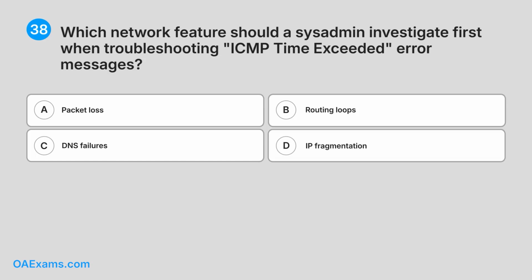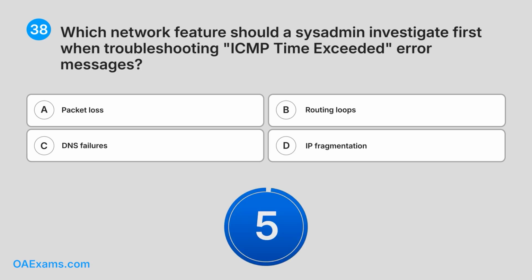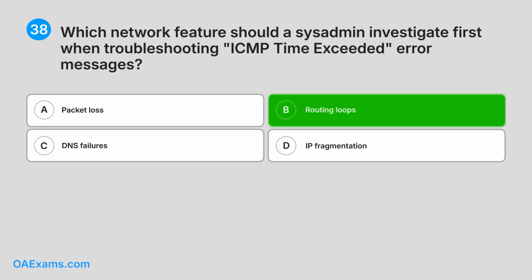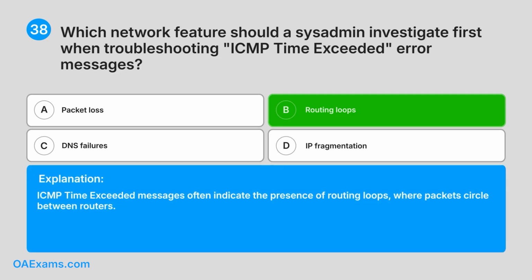38. Which network feature should a sysadmin investigate first when troubleshooting ICMP time-exceeded error messages? A. Packet loss. B. Routing loops. C. DNS failures. D. IP fragmentation. Do you know the answer? Correct answer: B. Routing loops. Explanation: ICMP time exceeded messages often indicate the presence of routing loops, where packets circle between routers.